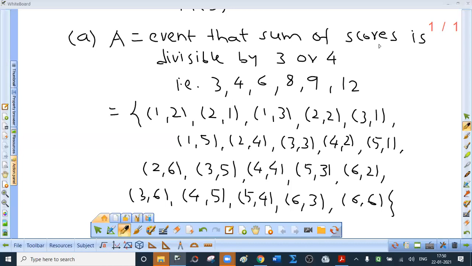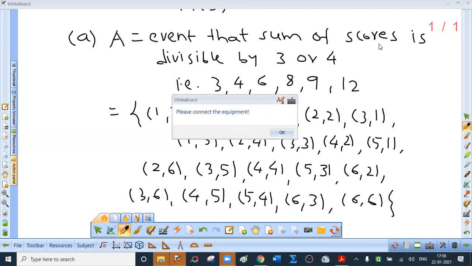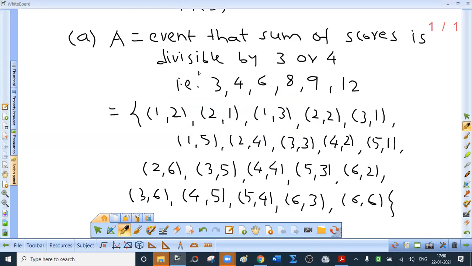Now what is A part? Sum of the scores, or sum of the numbers on the two dice, is divisible by 3 or 4. Note that when two dice are thrown, minimum sum is 2 and maximum sum is 12. Okay. Now for CET, there is a shortcut method. I will explain that part also. So sum is either 3 or 4 or 6 or 8 or 9 or 12. Now it is better that you follow this order.